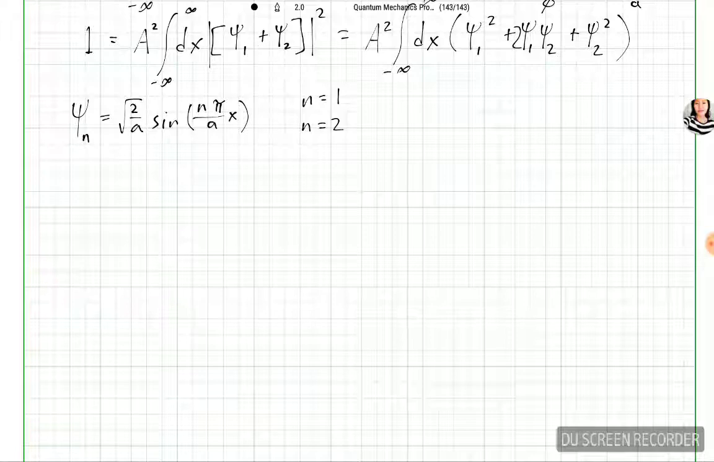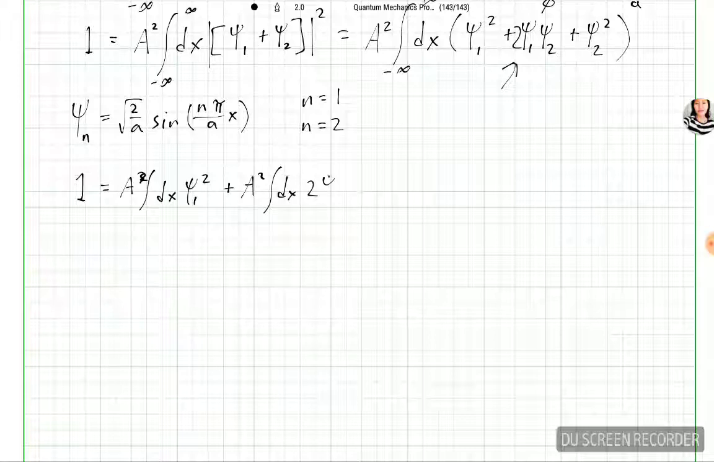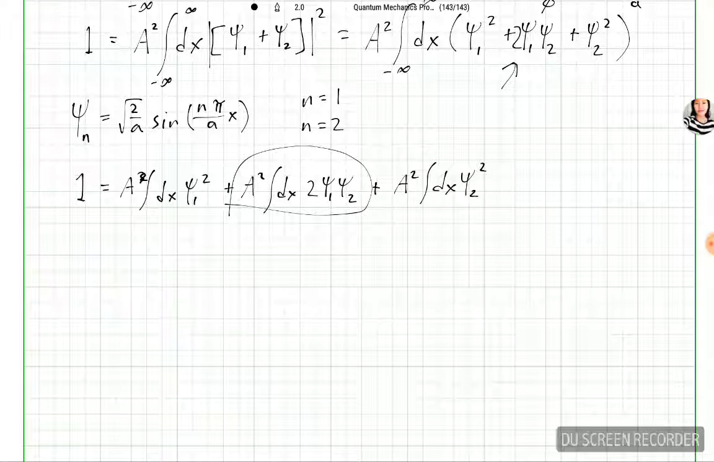Okay, now looking at this guy, if I break that up into different integrals, whoops. And now we're going to be going from 0 to a, so I have this integral plus this integral plus this. But from an earlier problem, we found that the wave functions are orthogonal, meaning that if we try to integrate mixed states like here, then we find that they get a 0.